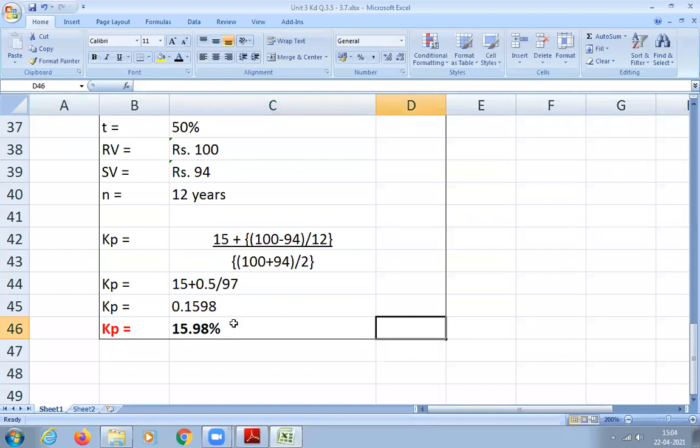How to calculate? See, students, you have to be very thorough. How to calculate cost of debenture, cost of preference share, cost of retained earnings, cost of equity share. That is why I'm going very slowly and making you understand how to calculate. Because when it comes to weighted average cost of capital, you have to calculate for all the capital, and then we are going to do the weighted average cost of capital. Clear? The only thing is you have to be very familiar with the formulas. Once you know the formulas, you can easily do it.